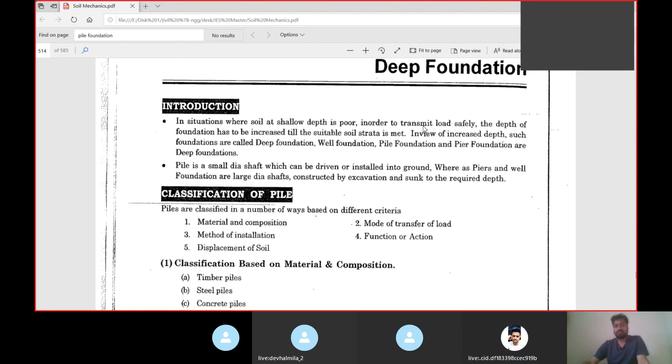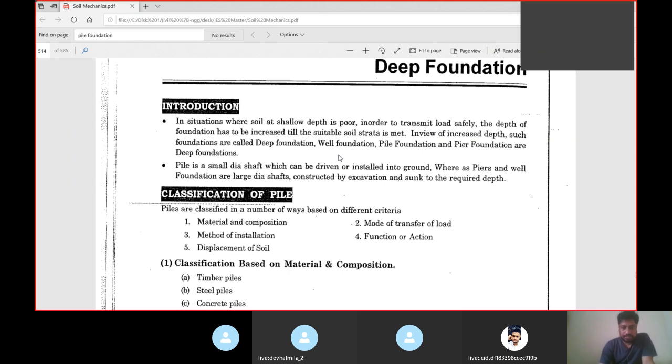So whenever we talk about deep foundations, we are already familiar with the shallow foundation, where we are using a foundation at a shallow depth. When your stratum is good in terms of its bearing capacity, then we are using shallow foundation. But in case we do not have soil at shallow depth with enough bearing capacity to hold the amount of load that is coming over it, then we are using deep foundation, right? So the examples of deep foundation include well foundation, pile foundation and pier foundation, right?